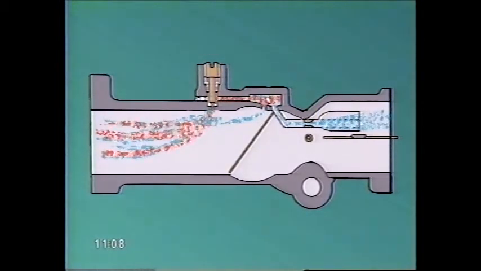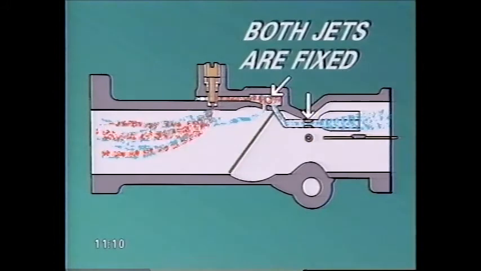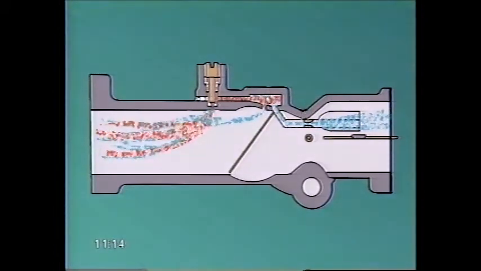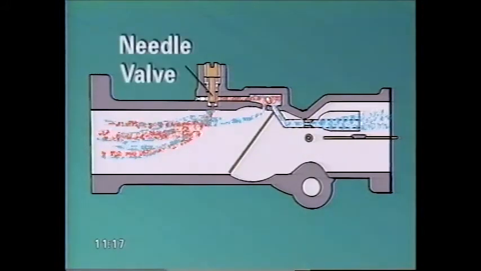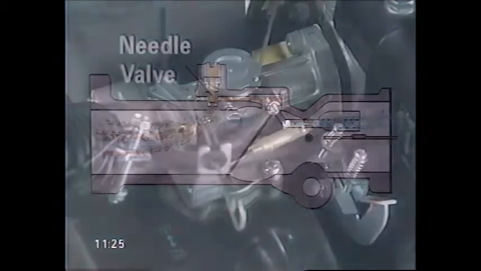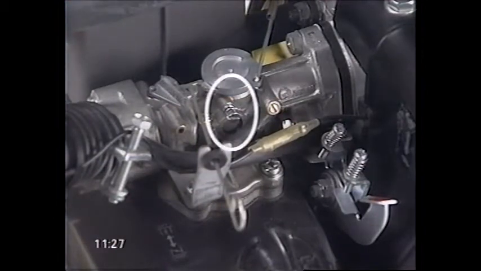As we said, both the idle air and fuel jets are fixed, so individual adjustments cannot be made. However, the idle circuit does have a needle valve at the pilot outlet that can be used to adjust the amount of the fuel-air mixture entering the carburetor. In addition, the carburetor has an idle stop screw used for setting the minimum speed.